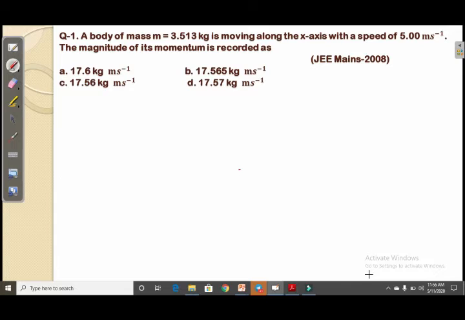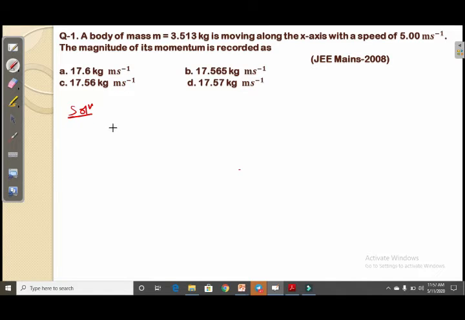So this is question number one. A body of mass m is equal to 3.513 kg is moving along the x-axis with a speed of 5.00 meter per second. The magnitude of its momentum is recorded as. They have given four options. This question was asked in JEE Mains 2008. So we will start with the actual solution.